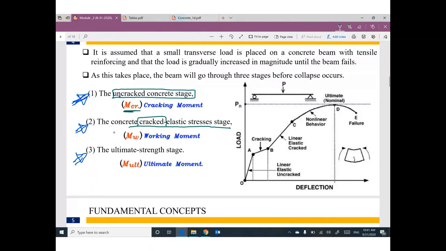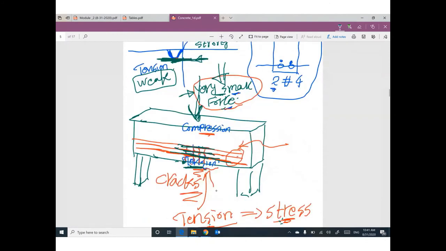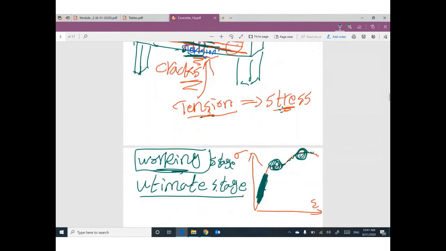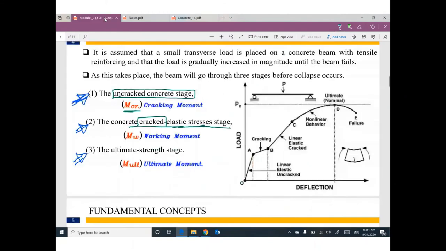Why elastic stresses? Because, as I told you, the steel reinforcement at this moment is working. But the stress level in steel reinforcement is still in the linear relationship between strain and stress. So we can call this stage cracked elastic stresses or working moment. If you exceed the applied load more and more, you reach the maximum capacity of the steel reinforcement and the concrete, and then we can call it the ultimate strength stage, M ultimate.